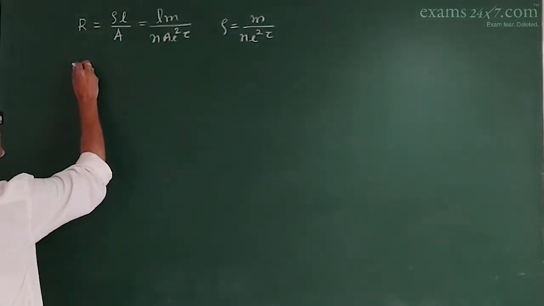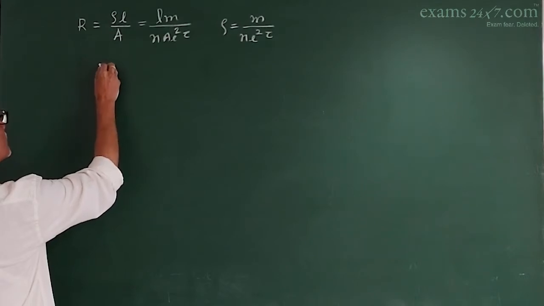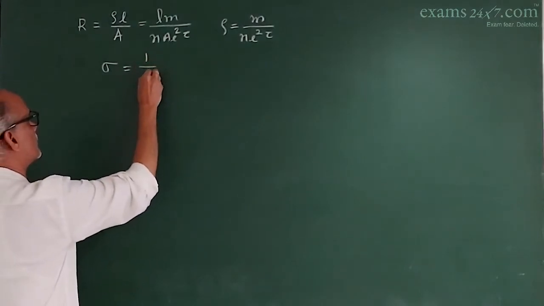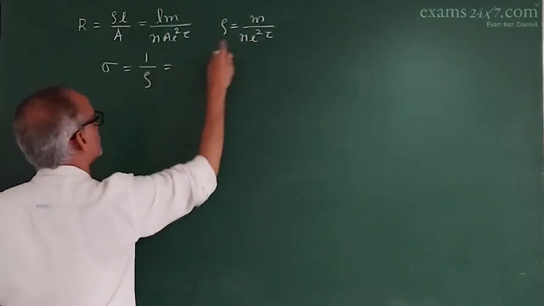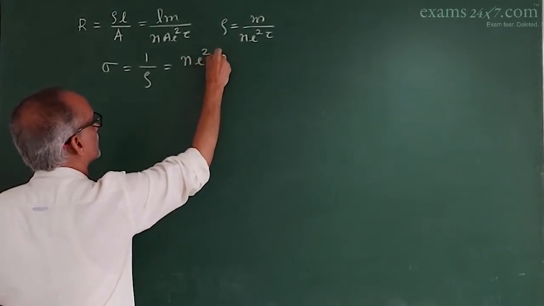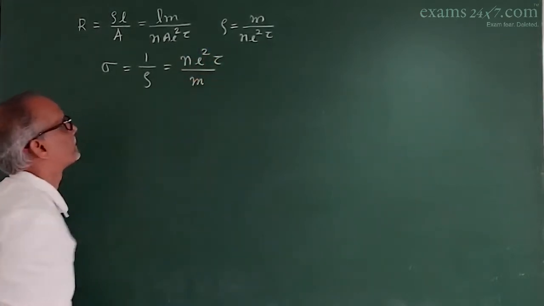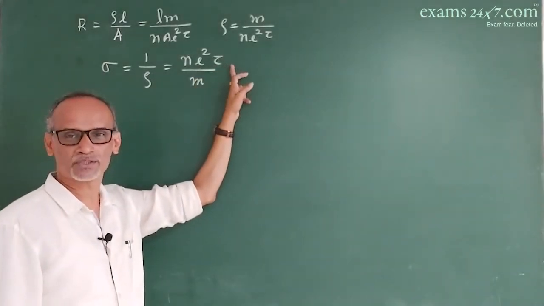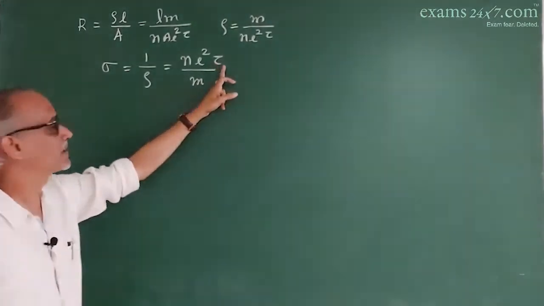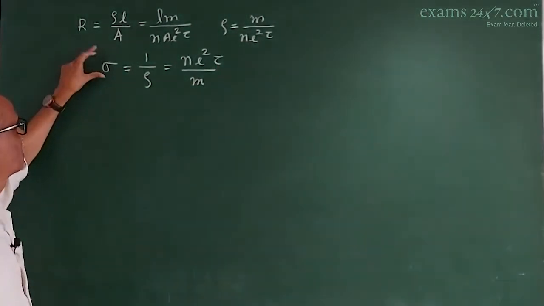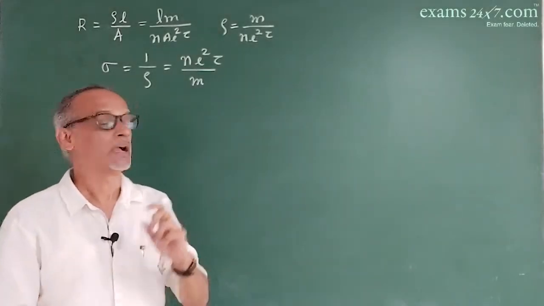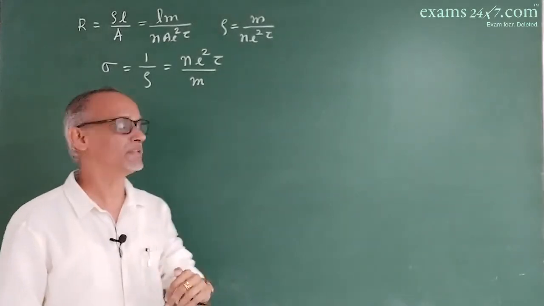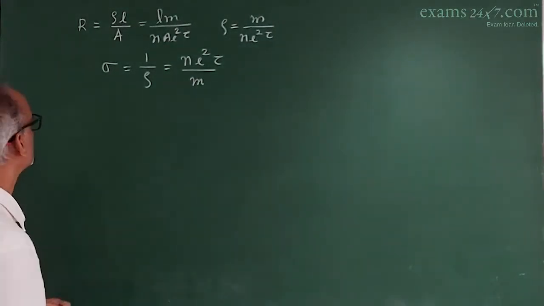Fine. Now we can even write the expression for conductivity. What is conductivity? Conductivity is the reciprocal of the resistivity. So that is nothing but n e square tau by m. So here conductivity is directly proportional to the relaxation time. So increase in temperature decreases the relaxation time, that decreases the conductivity. Therefore the resistance increases, whereas the conductivity of a conductor decreases with the increase in temperature.